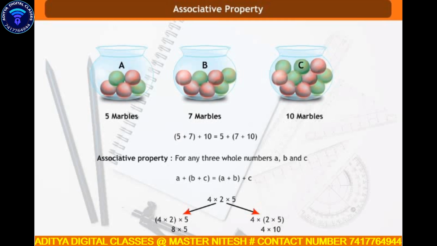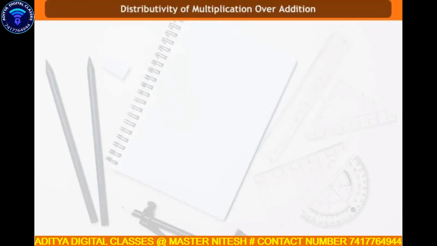That is, for any three whole numbers a, b and c, (a into b) into c is equal to a into (b into c). Again, this property does not hold for subtraction and division. Distributivity of multiplication over addition.